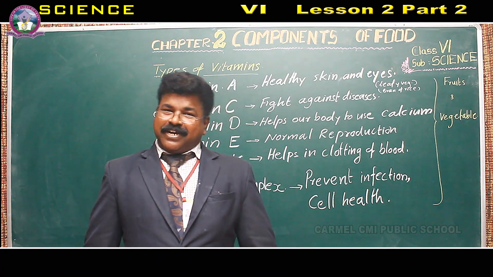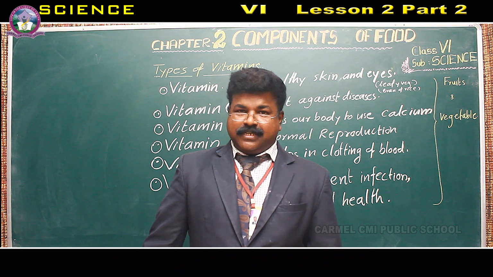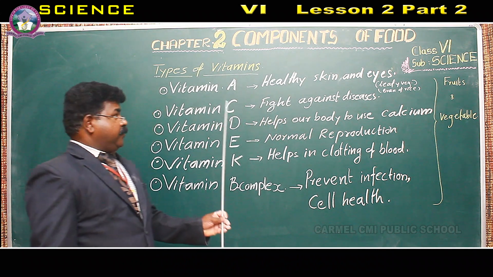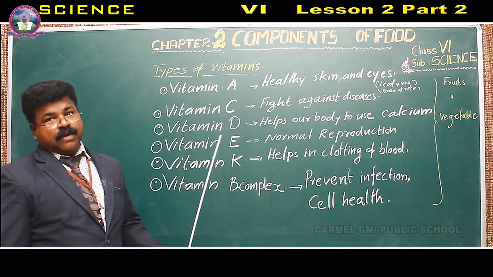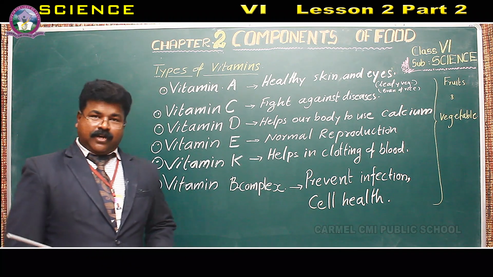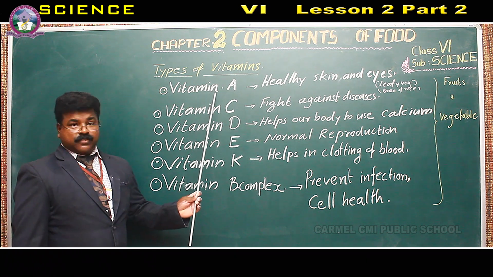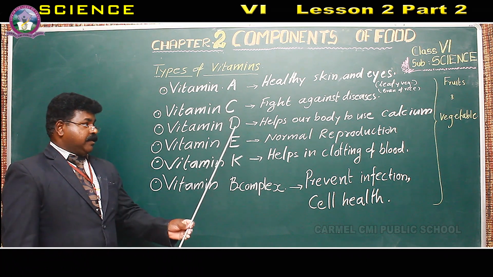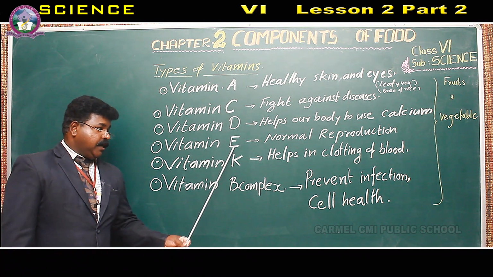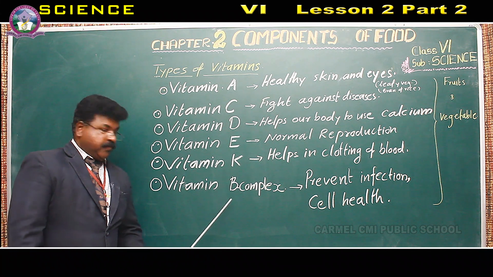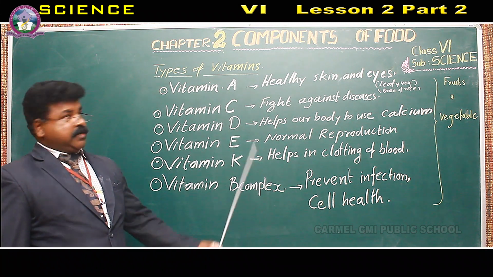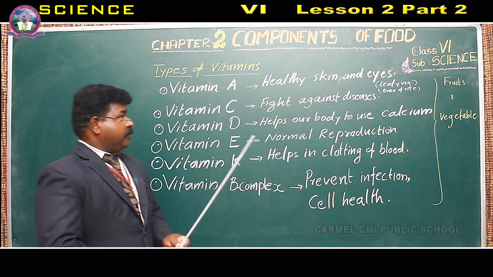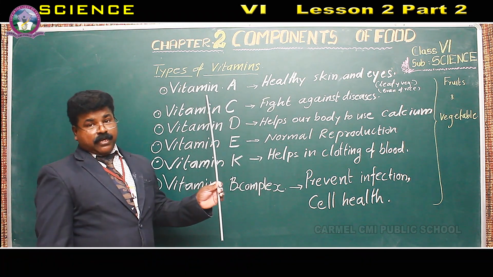Okay students, we have discussed various nutrients, and out of that, one most important nutrient is vitamin, and we are going to see what are the different types of vitamins in this class. So let us see. The first one is vitamin A. The next ones are vitamin C, vitamin D, vitamin E, vitamin K and vitamin B complex. So let us see what are the contributions of these vitamins in our body. The first one is vitamin A.